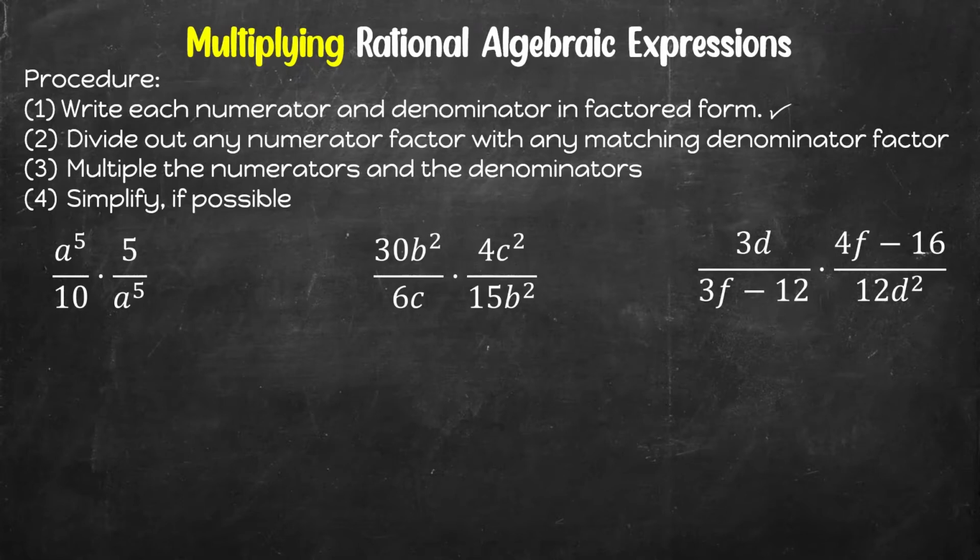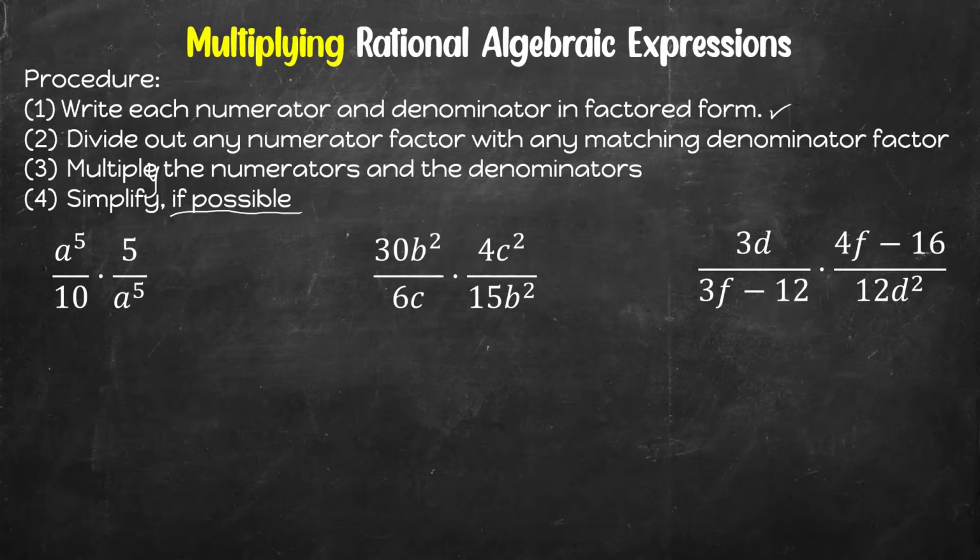Step 3, multiply the numerators and denominators. Multiply the numerators and the denominators, and then we will simplify it again if possible. If possible lang naman. If not, then we don't need to simplify it. Okay, let's get started. In multiplying rational algebraic expression, kapag may mga obvious na pwedeng i-cancel, we can cancel that out easily.